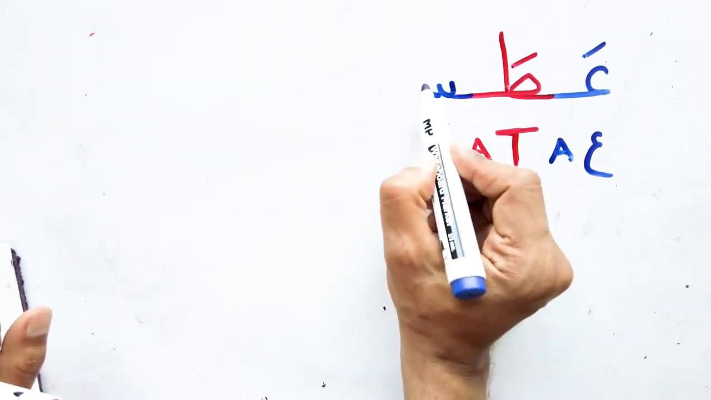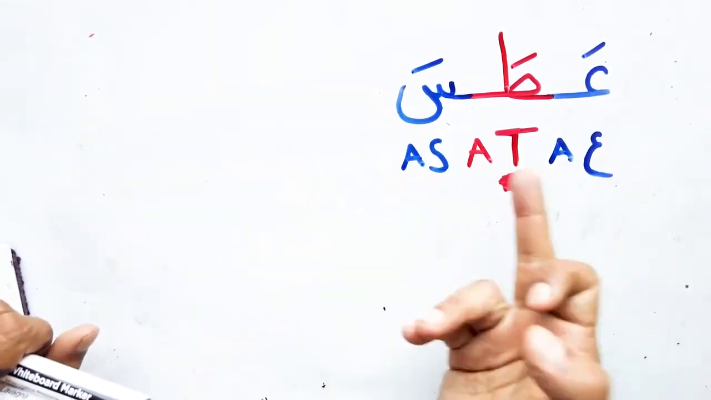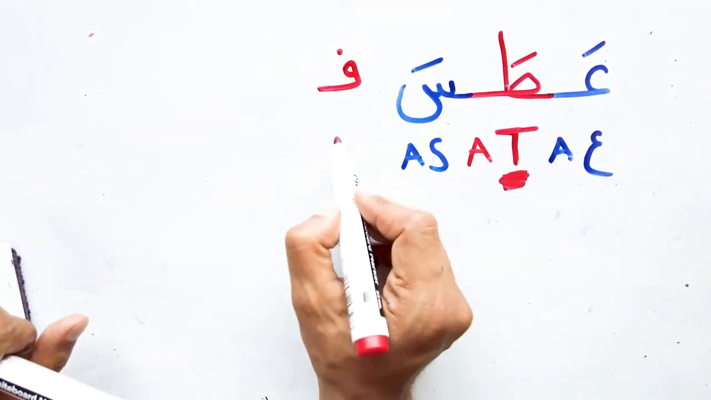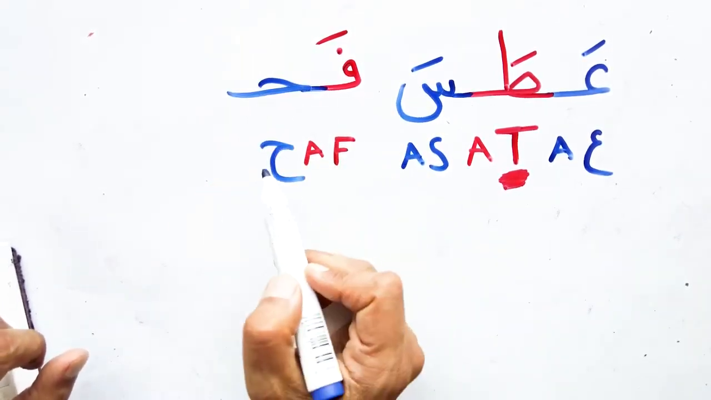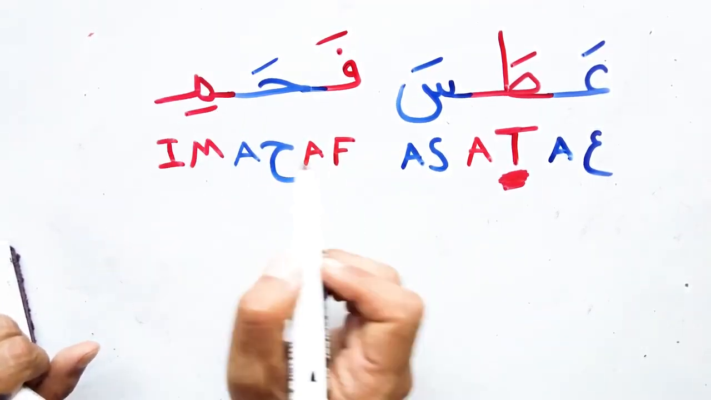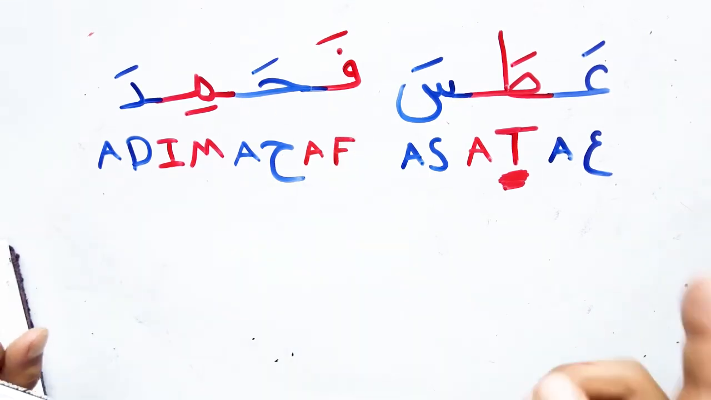In this lesson, we're gonna read and write some sentences made out of two words. And we are gonna explain every single rule in terms of reading and writing. Let's get started. So the first one is عطس فحمد.